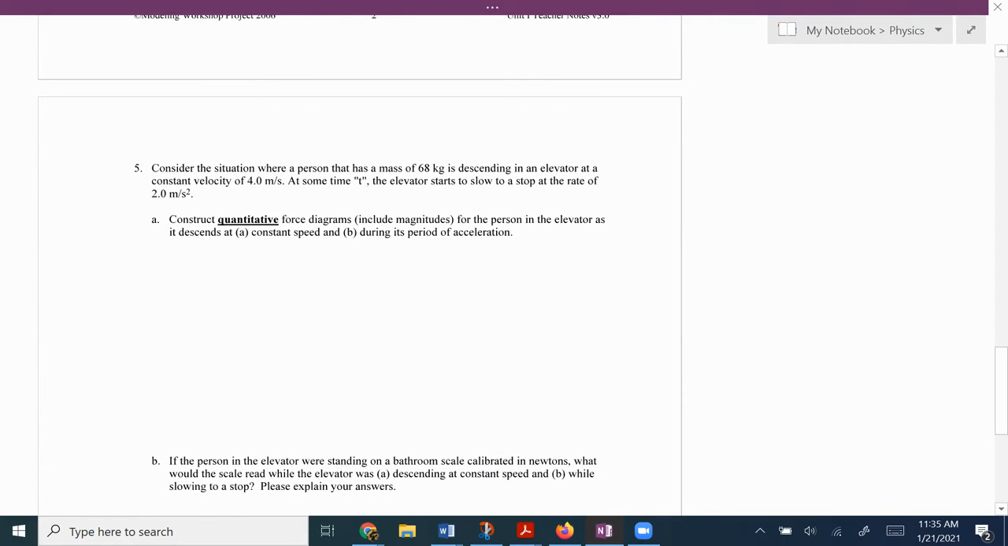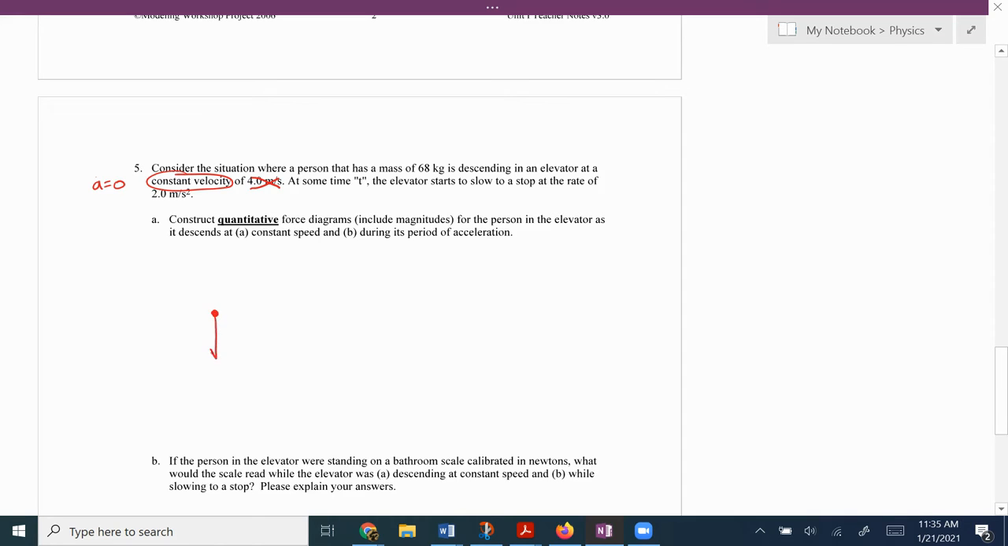Okay, so now we have a person with a mass of 68 kilograms, descending in an elevator at a constant speed of 4 meters per second. Again, the velocity doesn't really matter in this case. The only thing that matters is that it's a constant velocity, which means the acceleration is 0. Then at some time t, the elevator starts to slow to a stop at a rate of 2 meters per second squared. So first up, draw a force diagram.